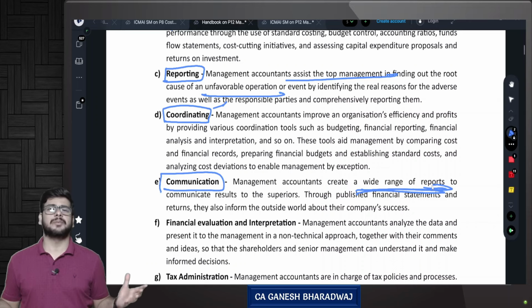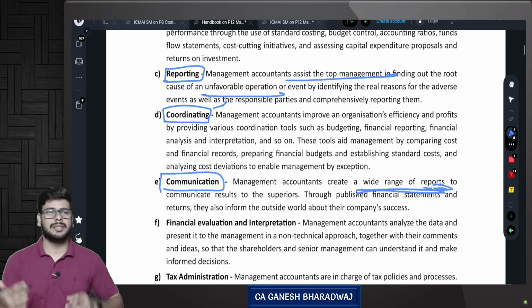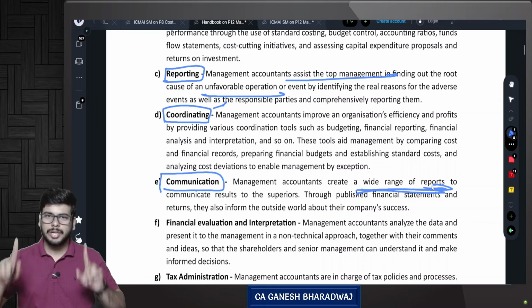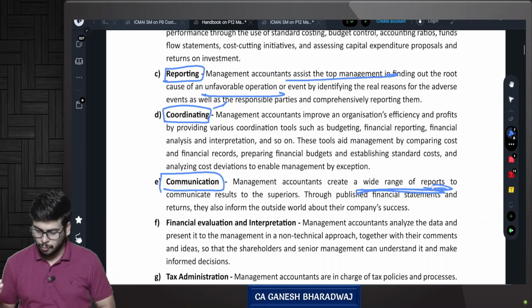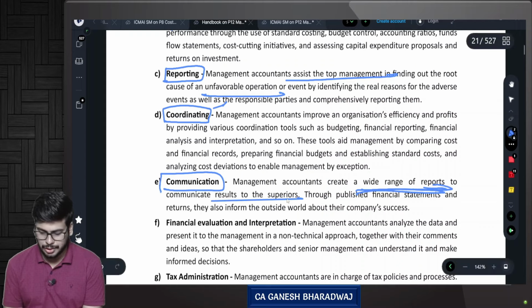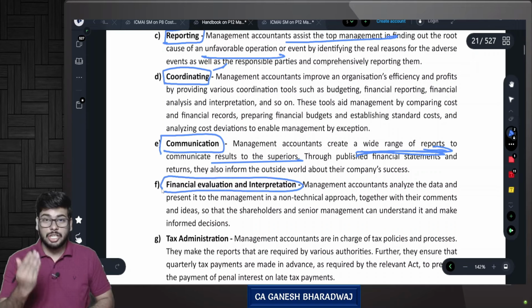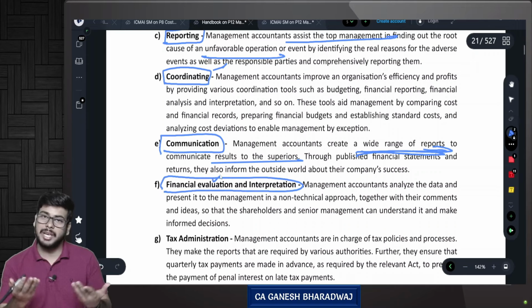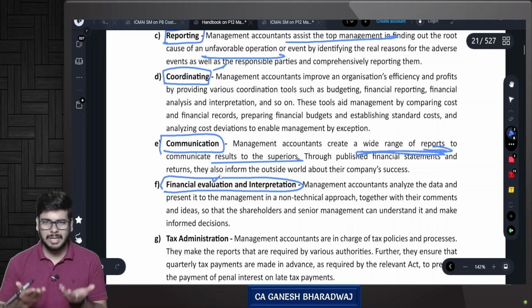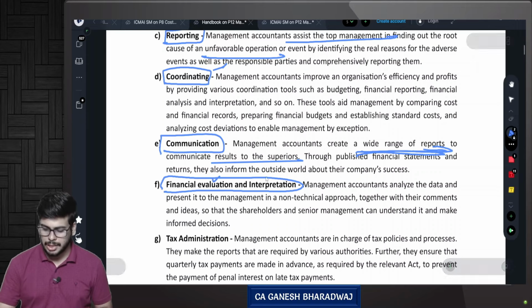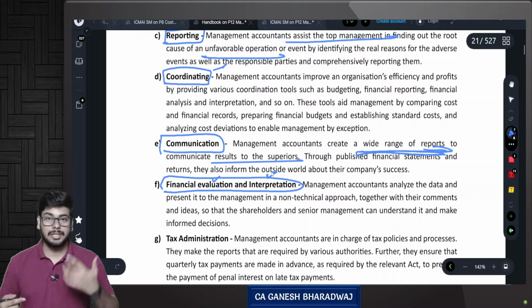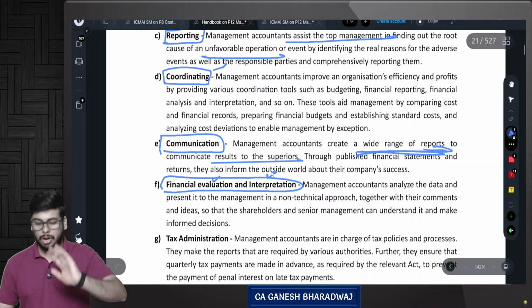So reports are always a prerequisite here in management accounting. It's not like randomly, orally, you'll say, sir, go for this, go for that. No, you need to come up with a report and clearly tell him what it is. Communicate the results to the superior by way of a wide range of reports. Fine, financial evaluation and interpretation. So the financial data needs to be properly evaluated. It all boils down to the same thing, whatever we did in the shutdown versus continue example, interpreting the results and telling them, sir, whether to shut down or to continue.